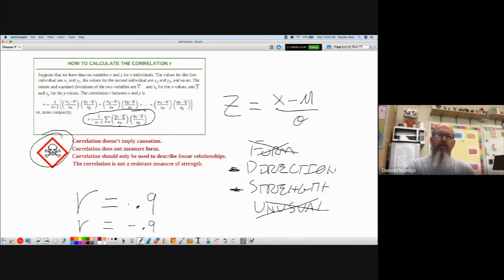Think about your grade. If you have 100% in the class and you get a 0 on the final, your mean, your average grade is not resistant to that 0. It's certainly going to drop. So anything that involves mean is not a resistant measure.